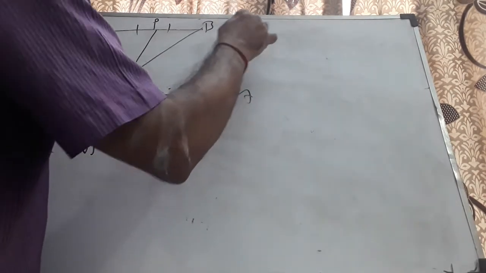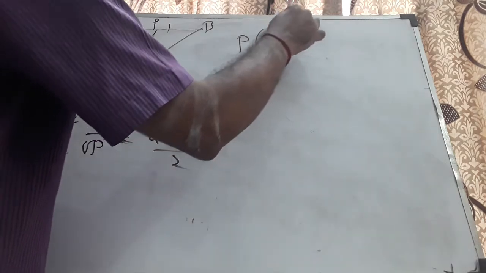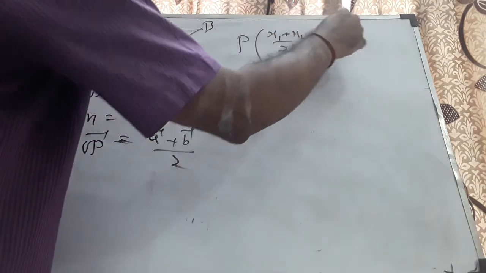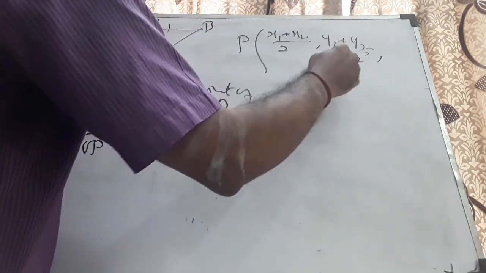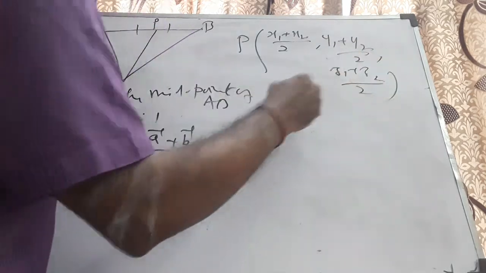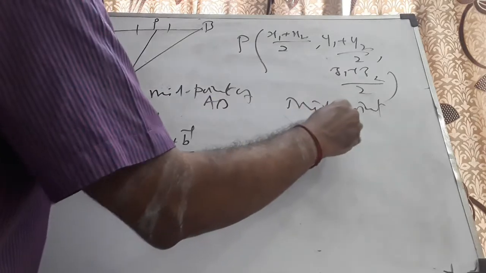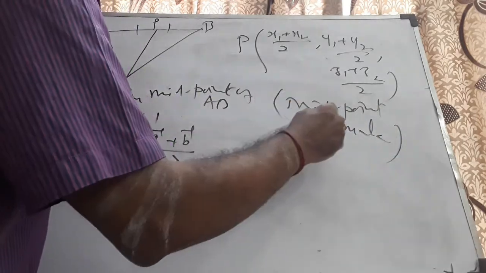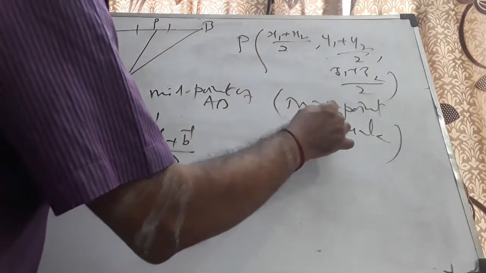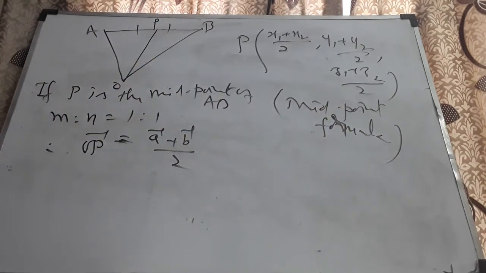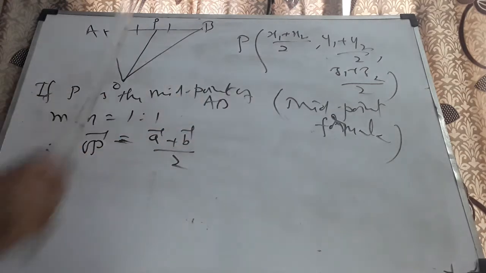Therefore, the point P will become ((x1 plus x2) whole by 2, (y1 plus y2) whole by 2, (z1 plus z2) whole by 2). This formula is called the midpoint formula. Don't confuse it with the midpoint theorem. The midpoint theorem is different: the segment joining the midpoints of two sides of a triangle is parallel to the third side and half of its length. That is called the midpoint theorem. This is not the midpoint theorem. This is called the midpoint formula.